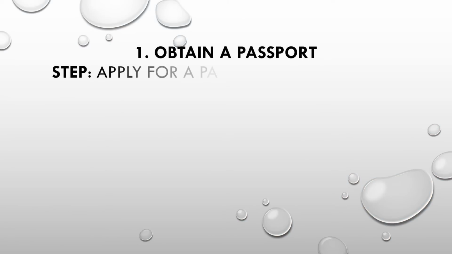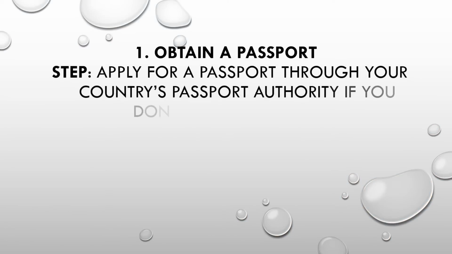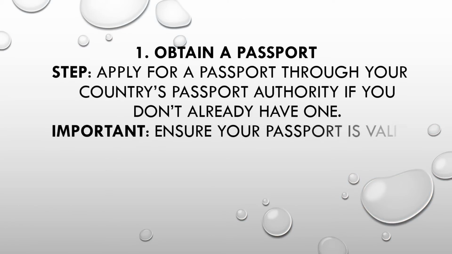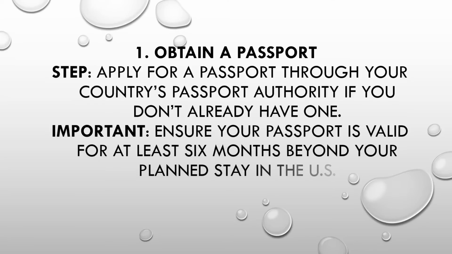So, the first thing you have to do is to obtain a passport. You'll apply for a passport through your country's passport authority if you don't already have one. Now, if you have one, please ensure that your passport will be valid for at least 6 months beyond your planned stay in the US. So if it will expire after 3 months of arrival to the US, then you have to apply for a new passport before you begin this process.